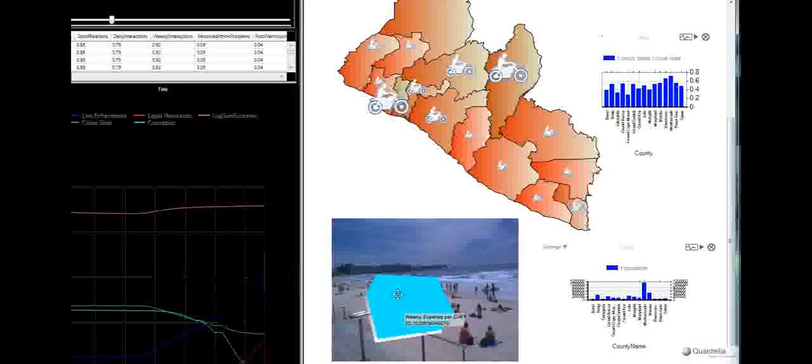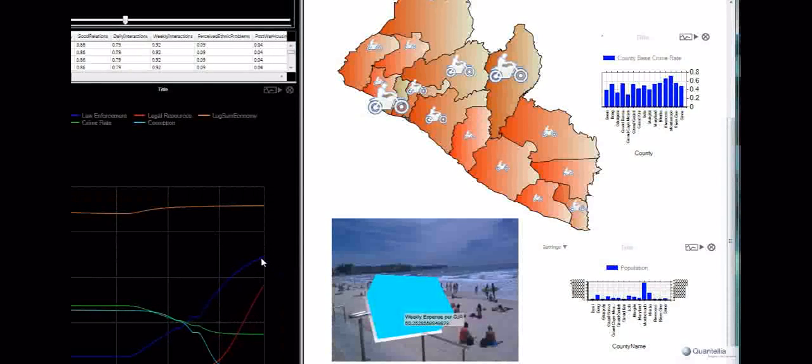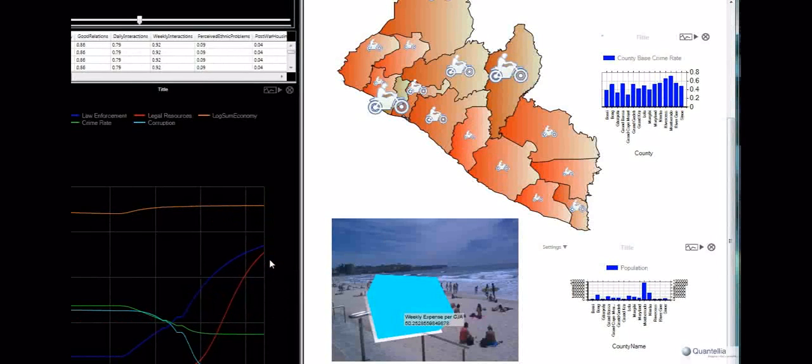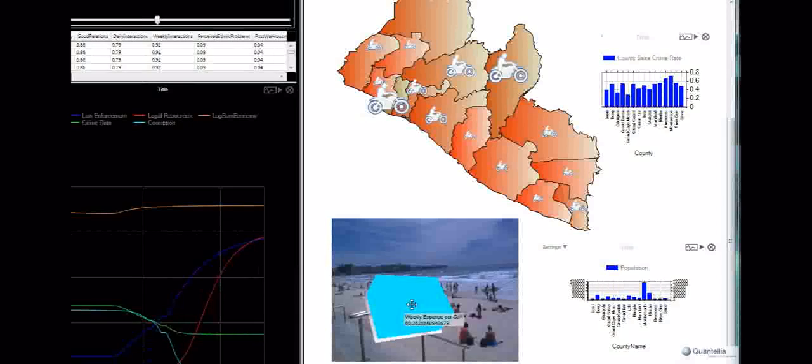Since we didn't start out with a lot of CJAs, there's a substantial expense on law enforcement and also on the legal system. So the economy actually doesn't grow as much because there aren't any dollars left over for other economic growth factors. Pretty much we've gotten ourselves into a situation where the majority of the dollars that are available are being used exclusively for controlling crime.